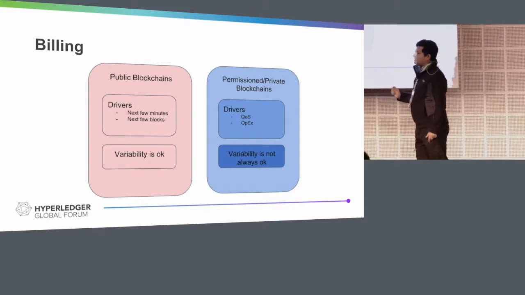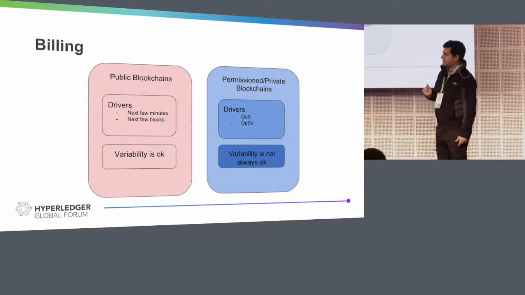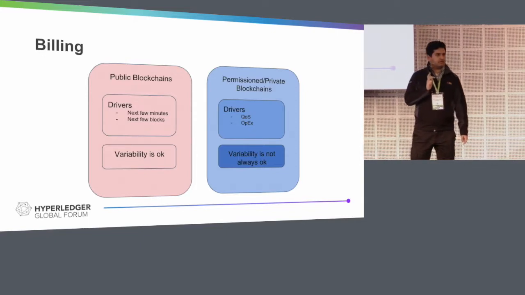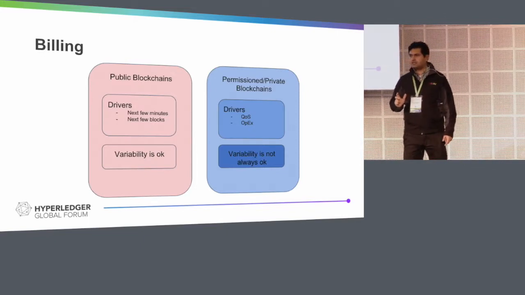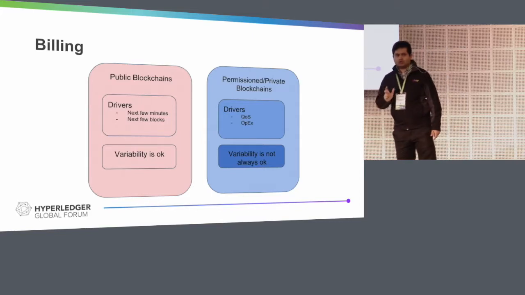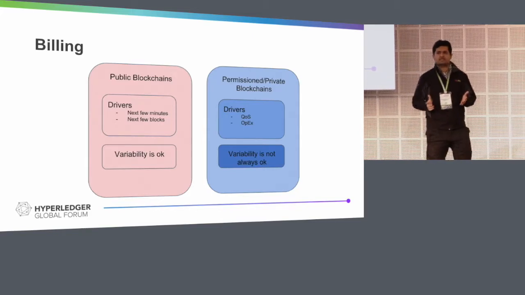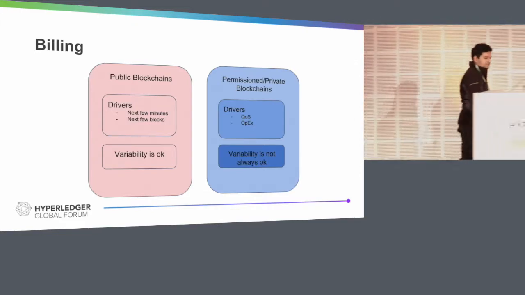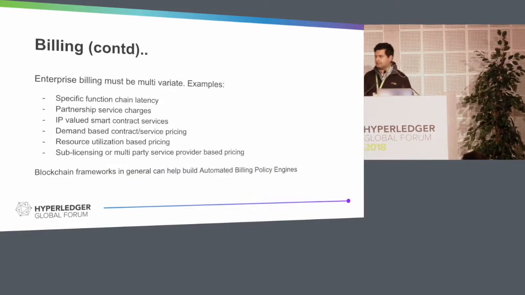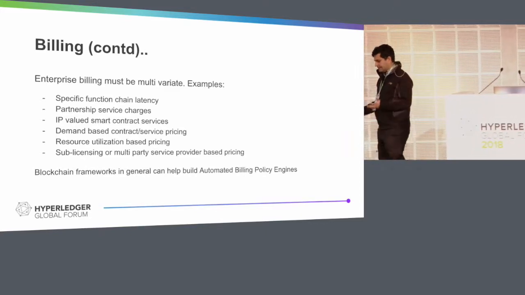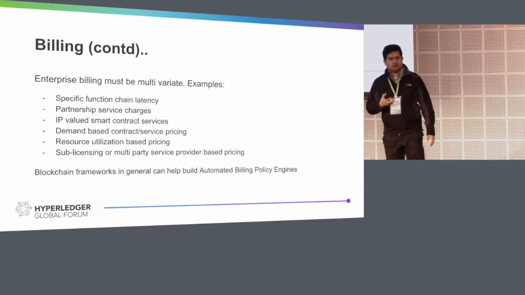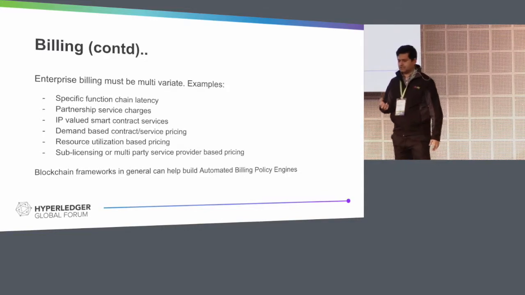But if you look at a permissioned or private blockchain ecosystem, is variability OK? Not really, because you will really have to think about quality of service and also about your OpEx. You cannot really afford delays. In most enterprise deployments, you'd like to completely have no delays, right? So these are classes of billing. So now that we've identified that, hey, these two are different, what could be the drivers that could drive something like billing in enterprise ecosystems?